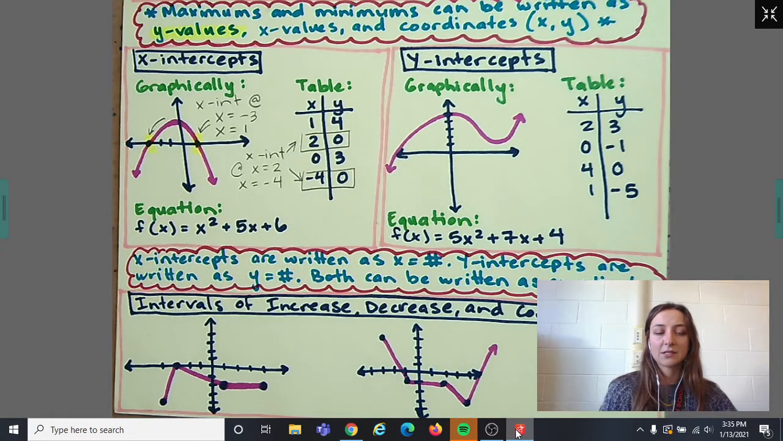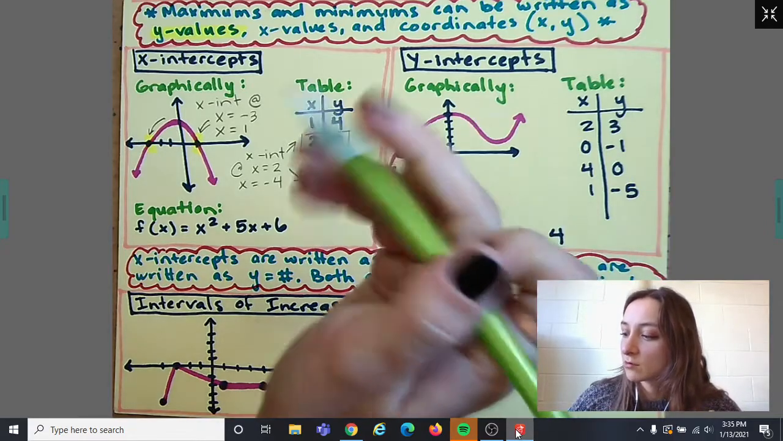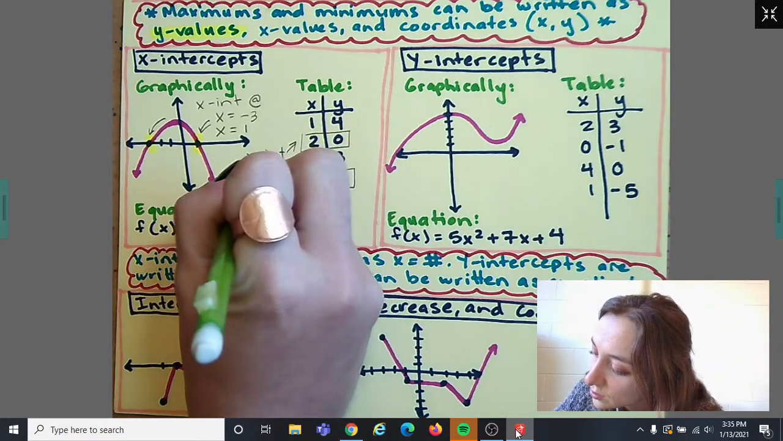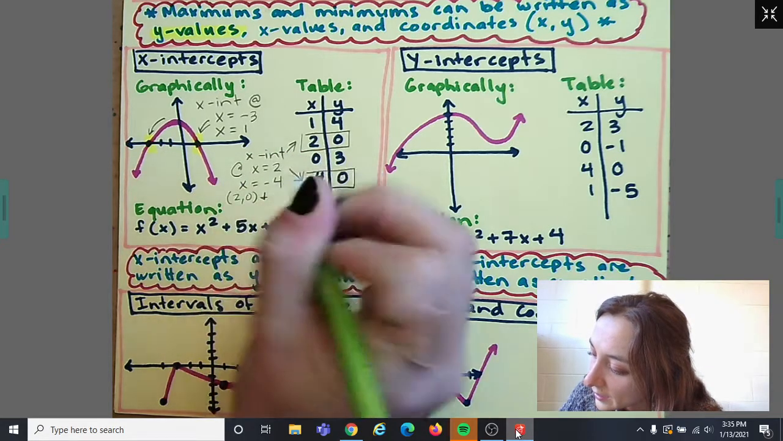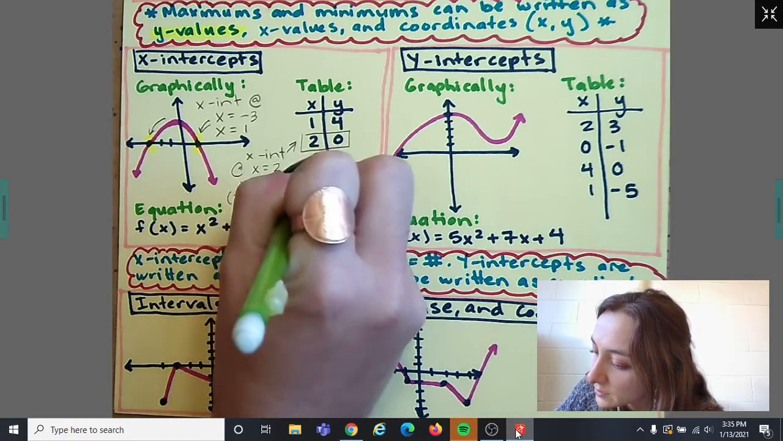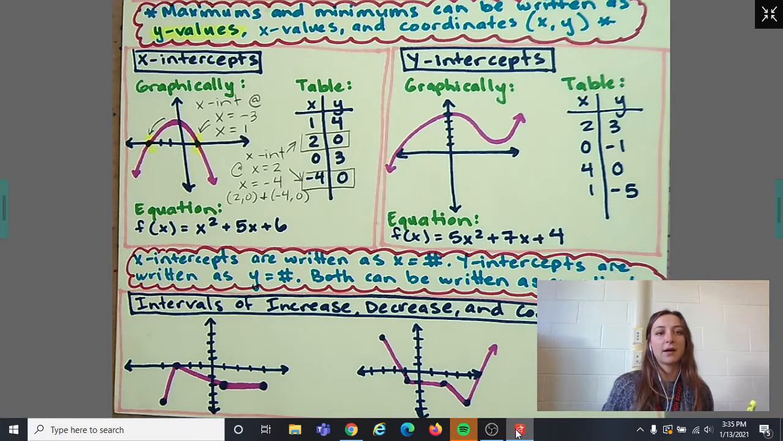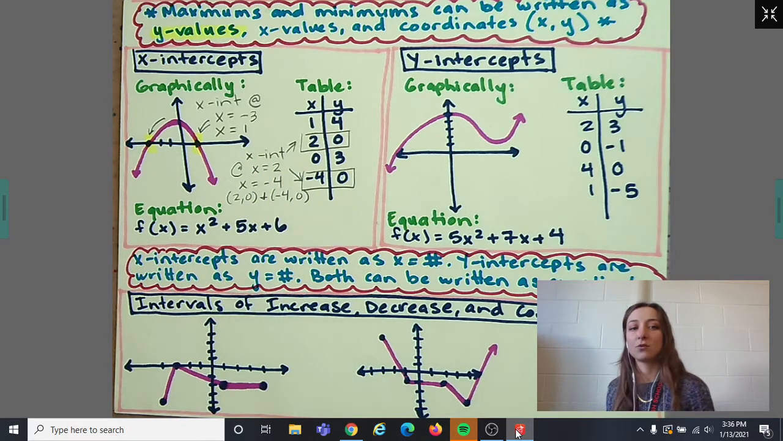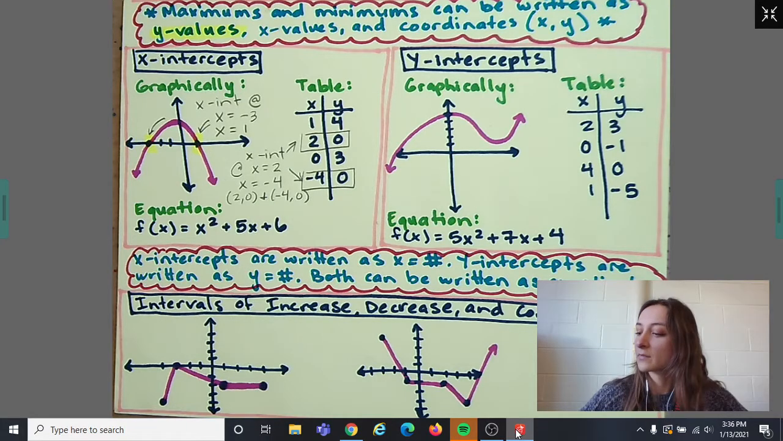Now you can write these as coordinates. You're not going to see it written that way as often, but we could write 2, 0, and -4, 0. So you could write it that way, but like I said, most of the time it's going to be an x value. So x equals 2, x equals -4.